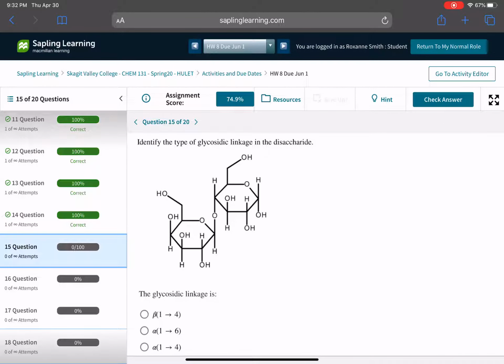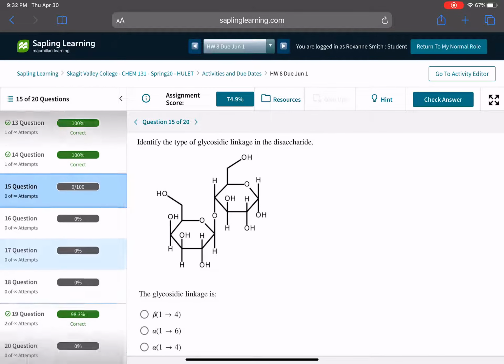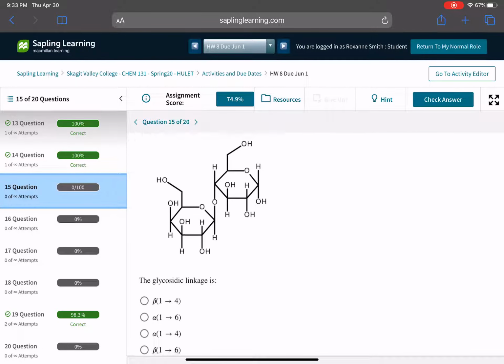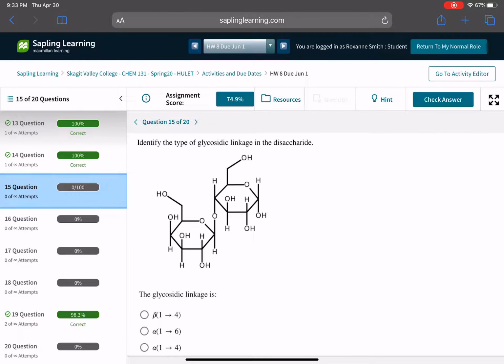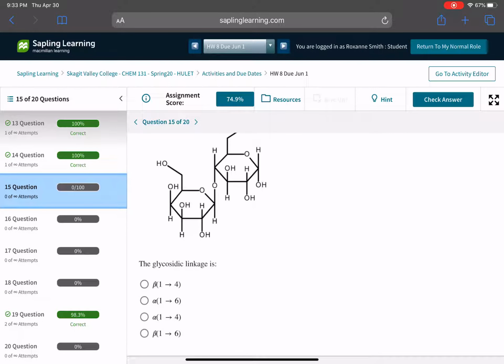On homework 8, you have a few questions that are going to give you a chance to practice labeling or identifying glycosidic bonds in disaccharides. And so here's one, it's giving you a disaccharide, and all it wants you to do is choose what type of glycosidic bond you have.